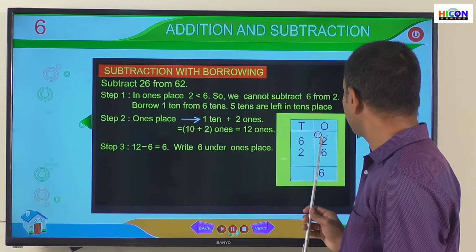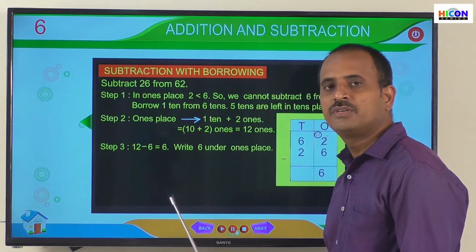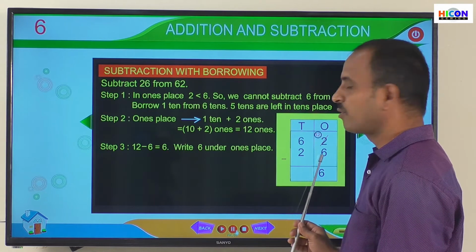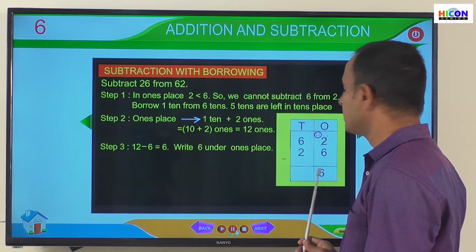So subtract 6 from 12. That is 12 minus 6 is equal to how much? So open 12 fingers and close 6 fingers, and how many fingers will be there? There will be 6 fingers.